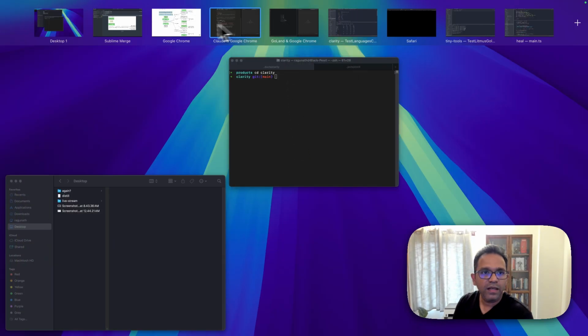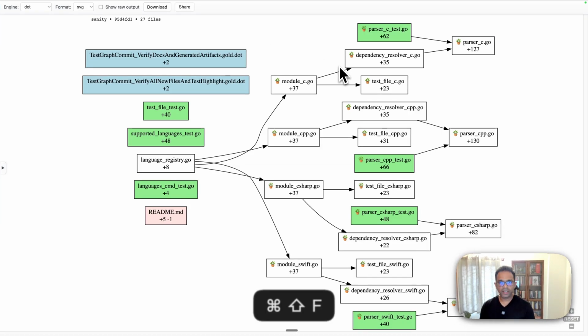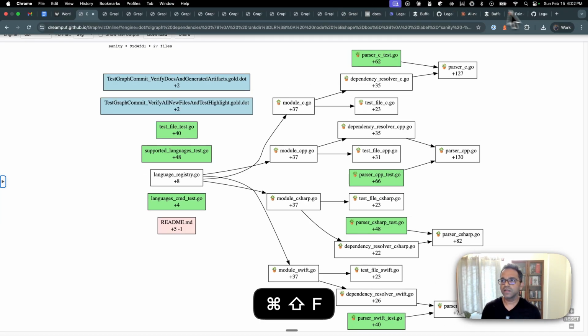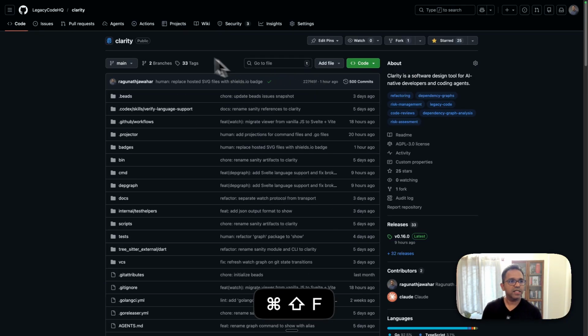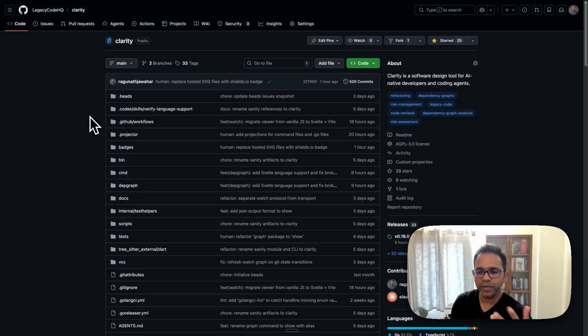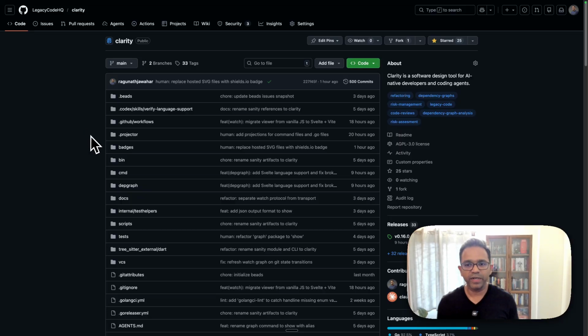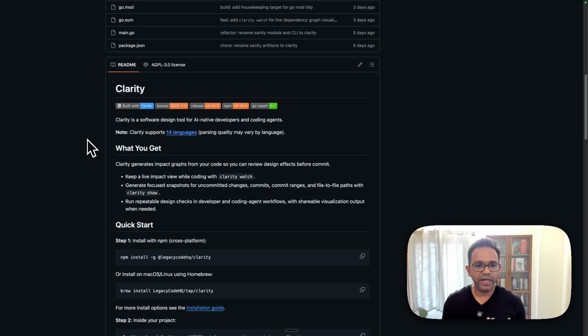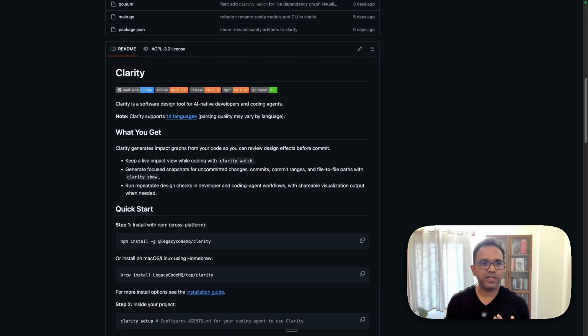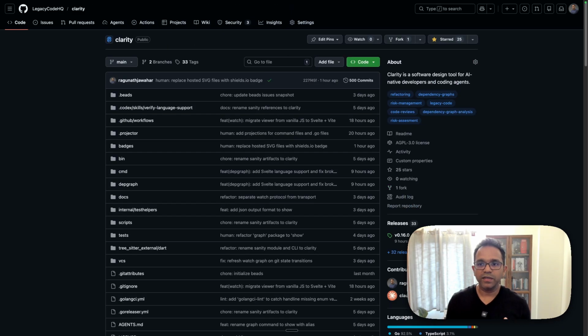And yeah, I should also show you Clarity. So this is Clarity. This is the tool that I'm using, and I built it because I couldn't understand a code base that I wrote a couple of months ago, but now I use it for development, code reviews. I essentially use it for all parts of my software development.